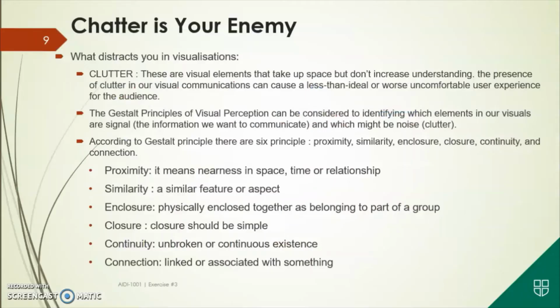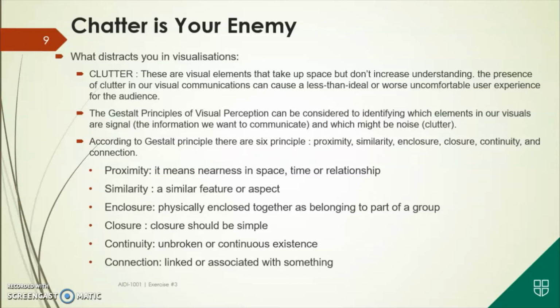In decluttering, we may have some doubt about what to keep and what to remove. In that case, there is a principle called the Gestalt principles of visual perception that can be considered to identify which elements in our visuals are signal, the information we want to communicate, and which might be noise. That means the clutter. According to the Gestalt principles, there are 6 things which we have to consider. That means proximity, similarity, enclosure, closure, continuity, and connection.